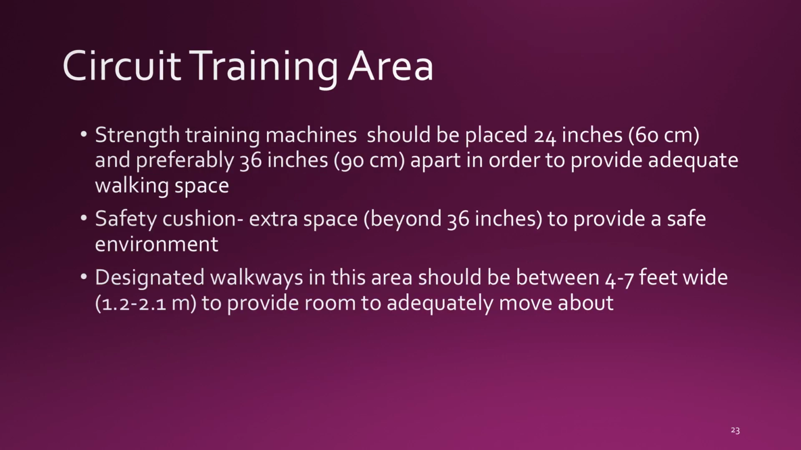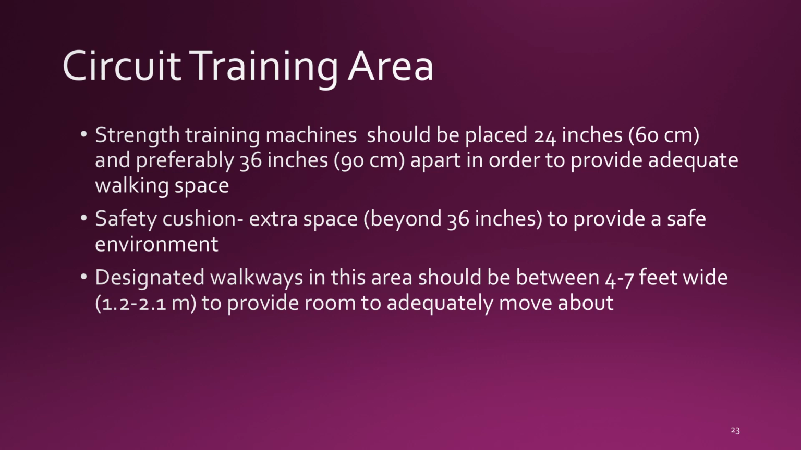Circuit training. So with circuit training, we're talking mostly about strength training machines. These should be placed 24 inches, preferably 34 inches apart in order to provide adequate walking space. So this would allow our athletes to be able to walk in between these pieces of equipment.